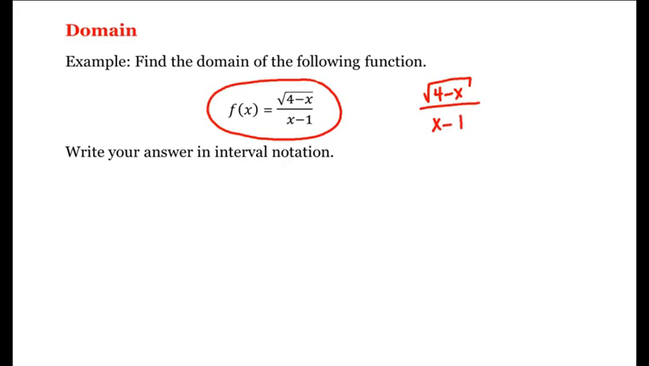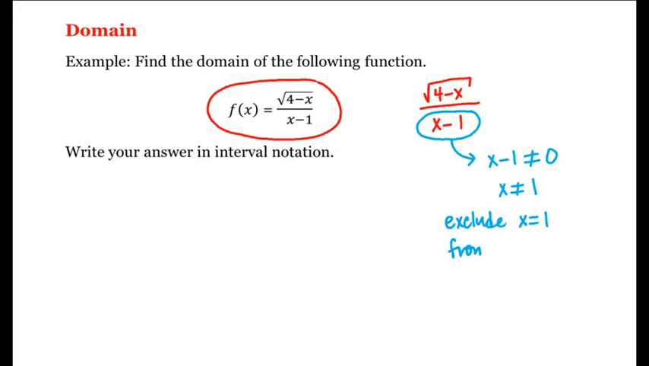Now, the first thing to notice here is this x minus 1 in the denominator. x minus 1 cannot equal 0. Otherwise, we'd be dividing by 0, and this ratio would not be a real number, which means x cannot equal 1. Therefore, we'll have to exclude x equal 1 from the domain.